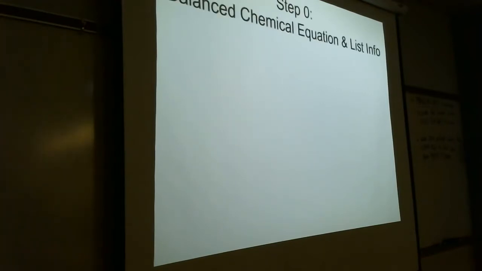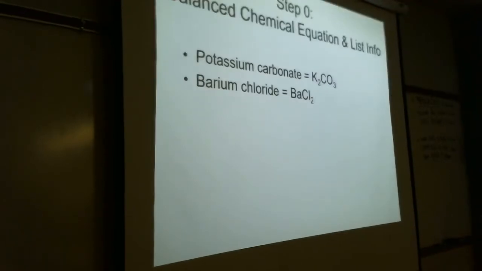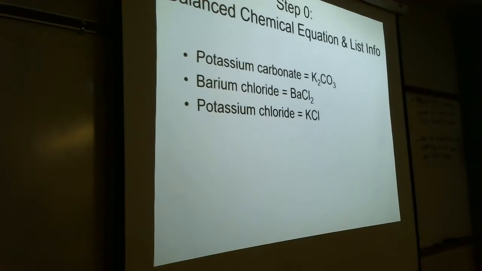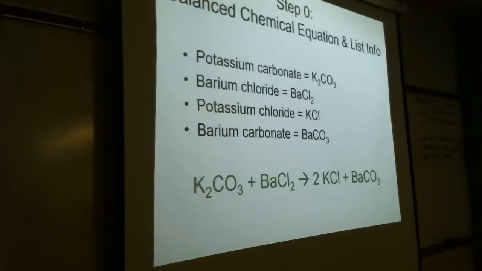So first thing we need to do is we need a balanced equation. We need to know formulas to do that though, right? Those are our reactants. Those are our products. There's our balanced equation. Do we agree? What information are we given? The mass of K2CO3. We don't care about anything else other than the mass of barium carbonate. Everybody with me here?